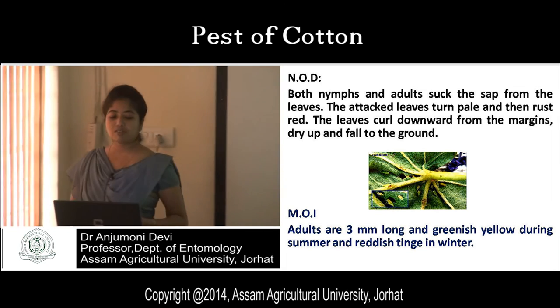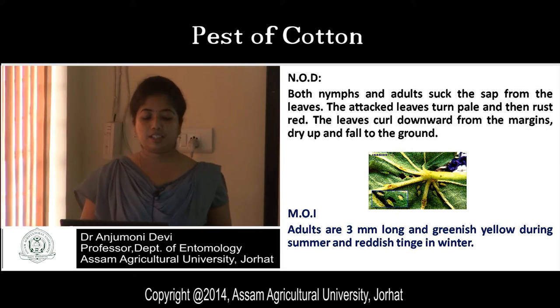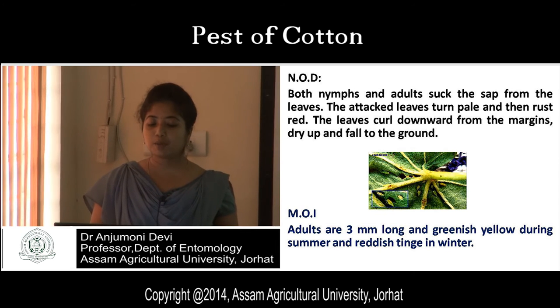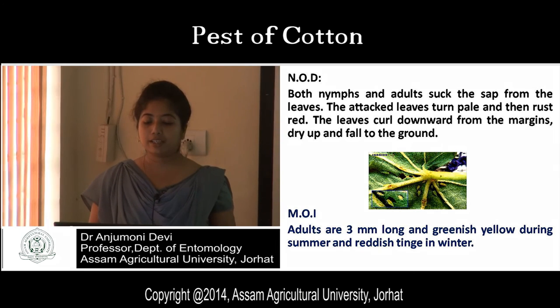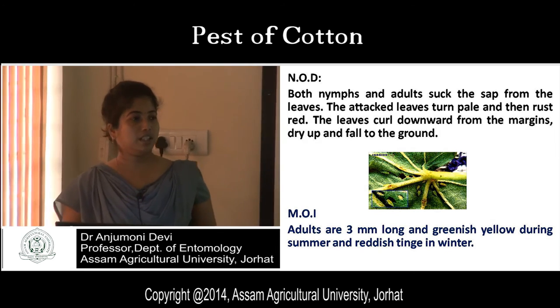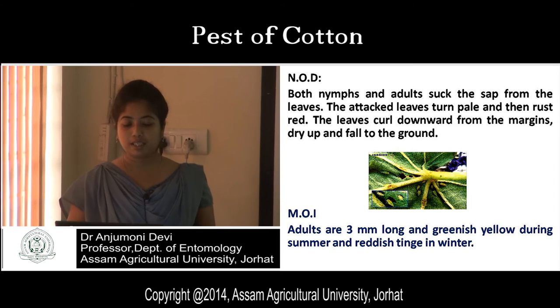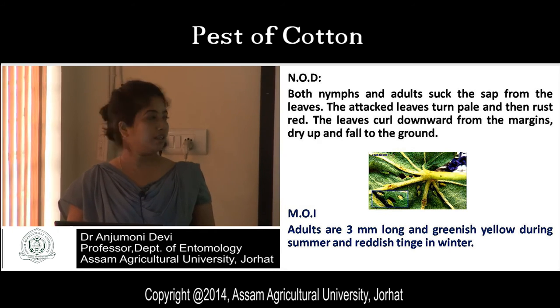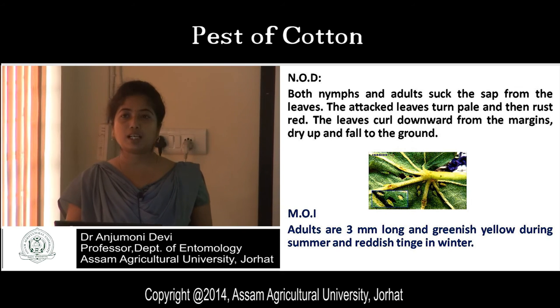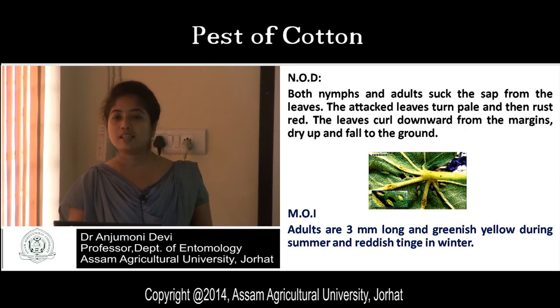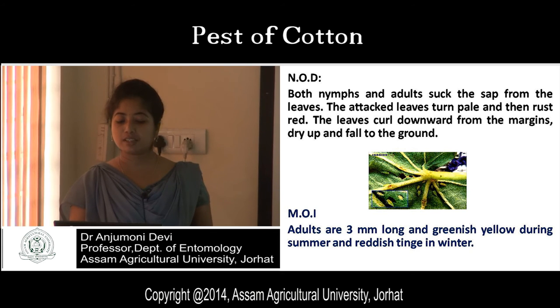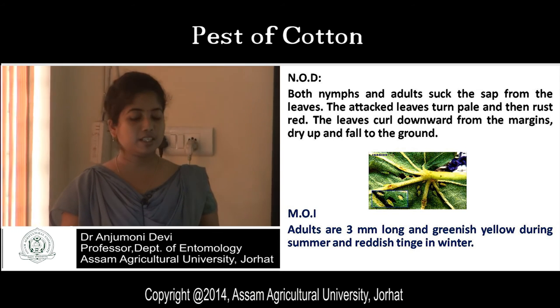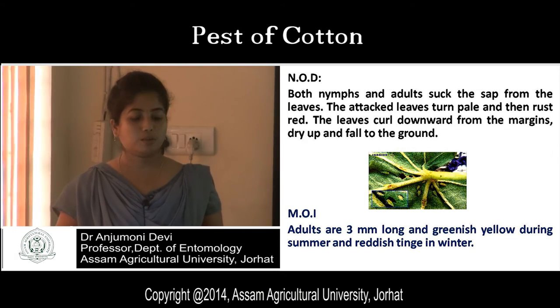Then marks of identification. Adults are 3 millimeter long and greenish yellow during summer and have a reddish tinge in winter. In the winter season, the color of the adults slightly changes. In the summer season, it is greenish yellow.